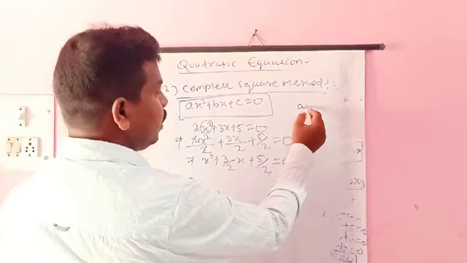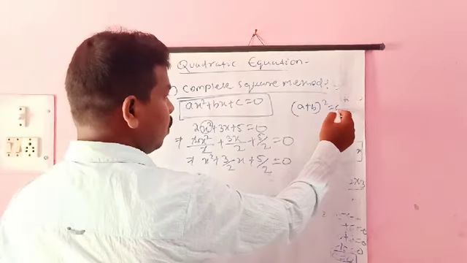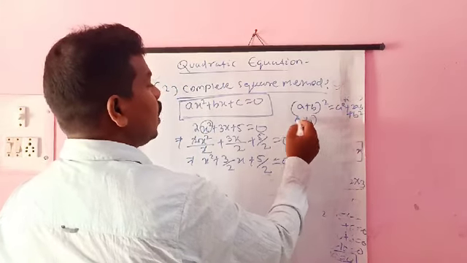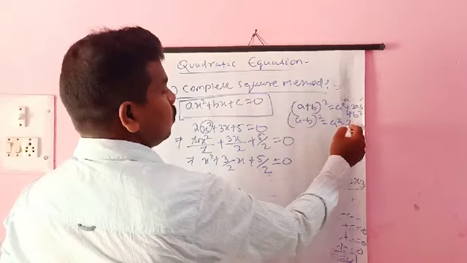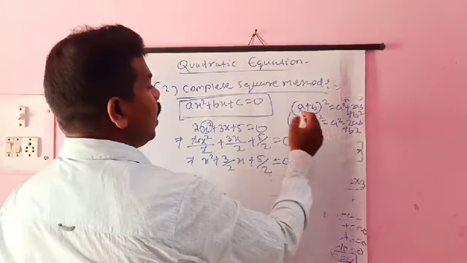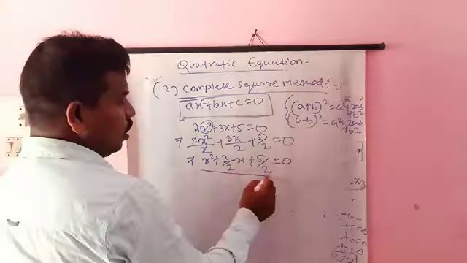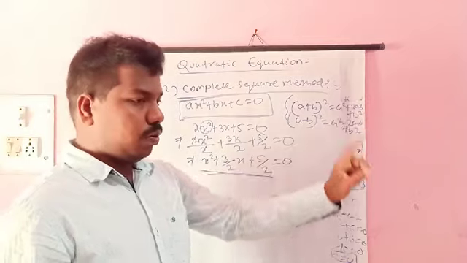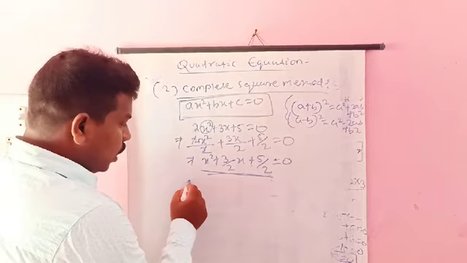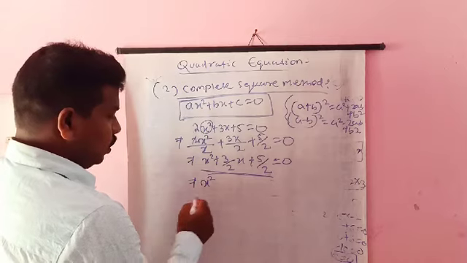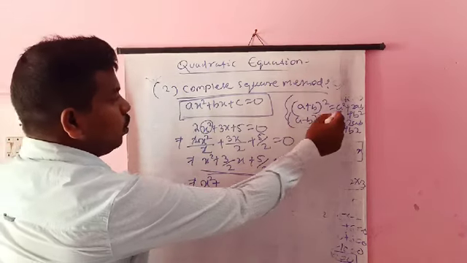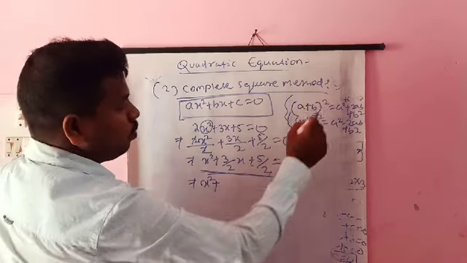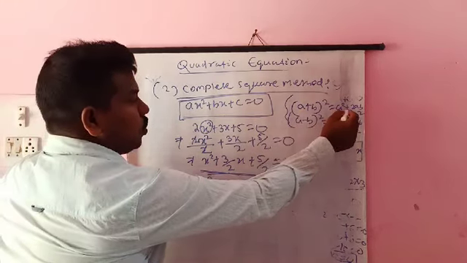Complete square means a plus b whole square equal to a square plus 2ab plus b square, or a minus b whole square equal to a square minus 2ab plus b square. So we have to write this quadratic equation in the form of either a plus b whole square or a minus b whole square. Here x square is always present, so x square plus 2ab. All signs are positive, that means we have to convert it into the form of a plus b whole square.